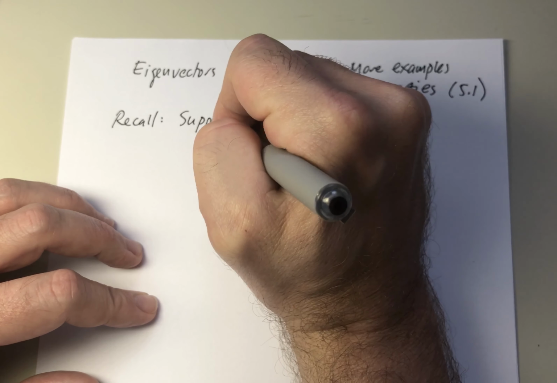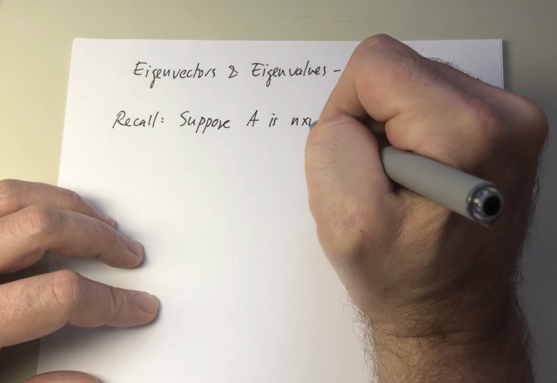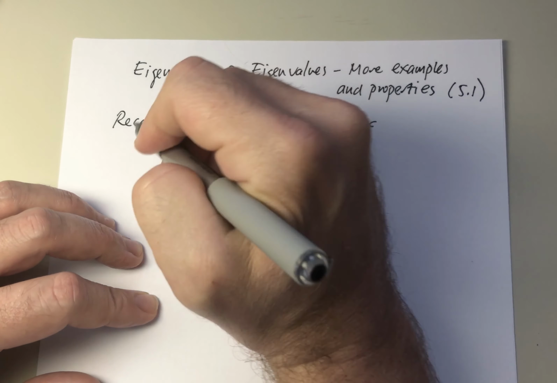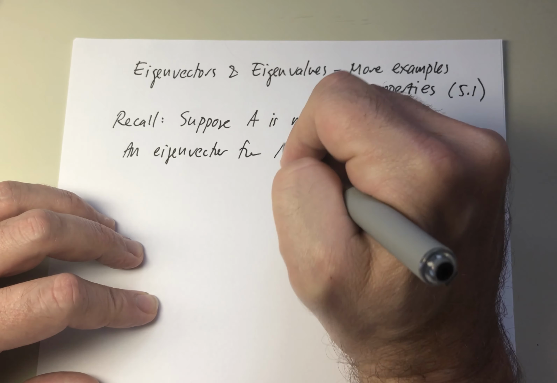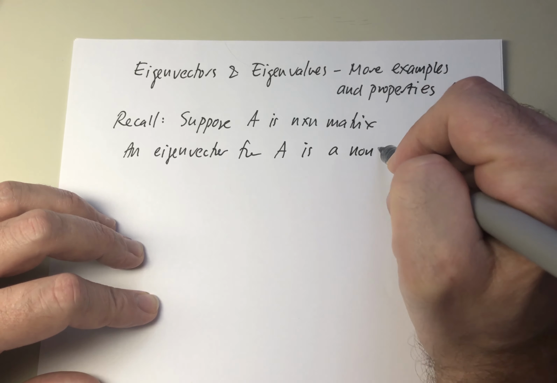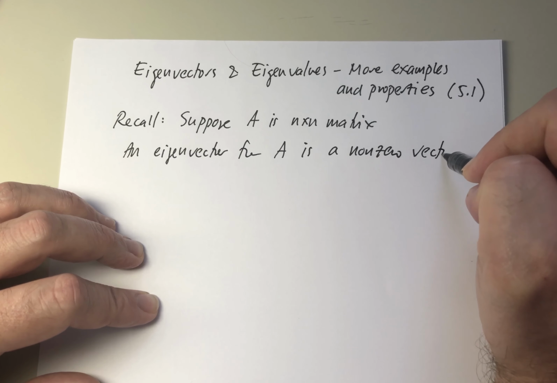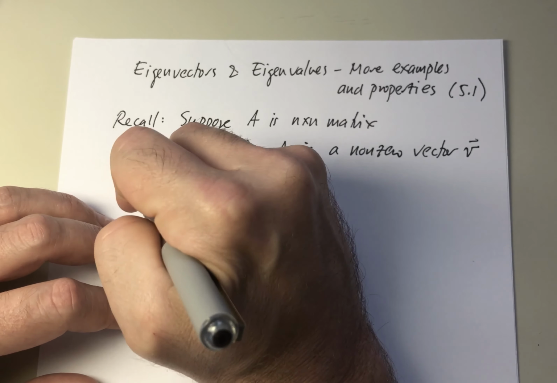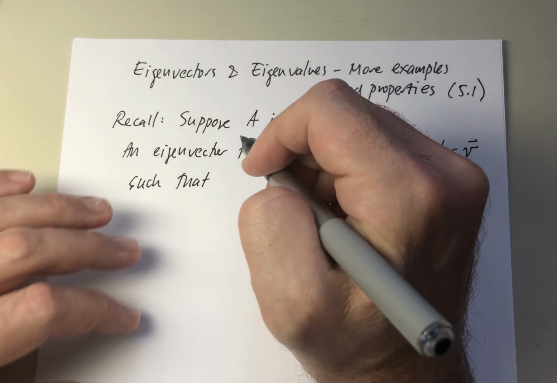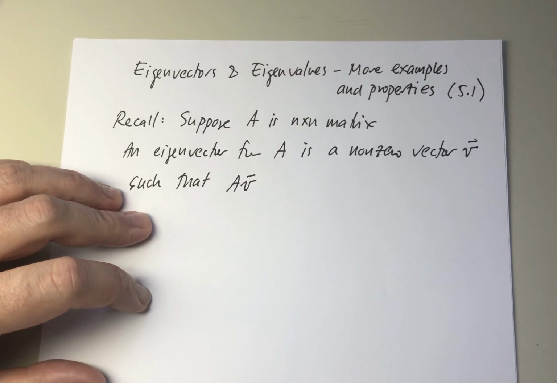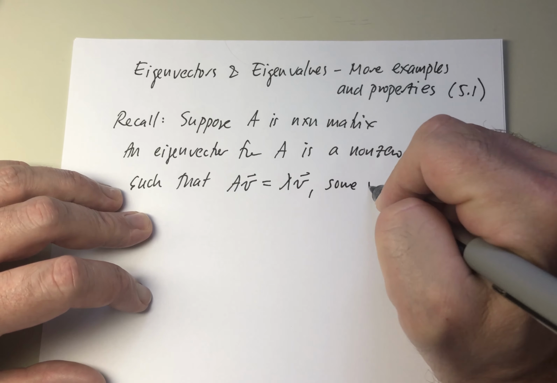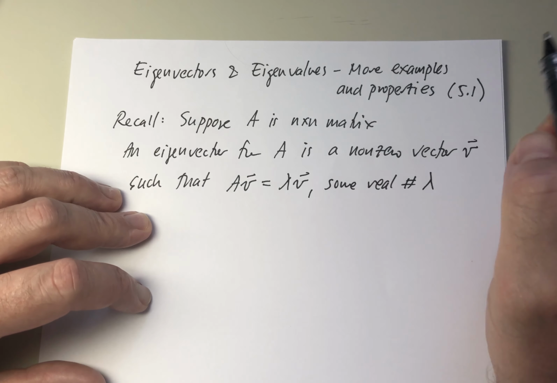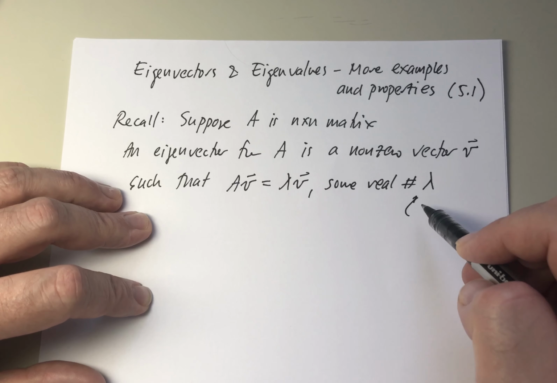Suppose we have A, an n by n matrix. An eigenvector for A is a non-zero vector v such that when I multiply A times v, it's, in some sense, the easiest thing that can happen. It's just going to be a multiple of v for some real number lambda, and that's called the eigenvalue.